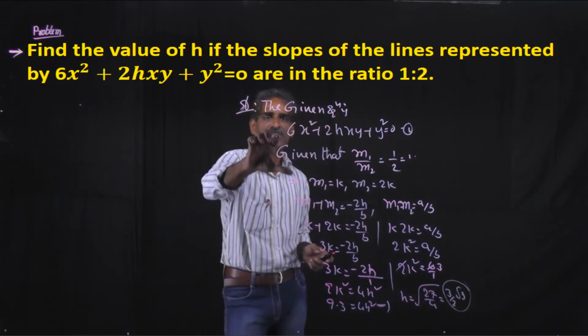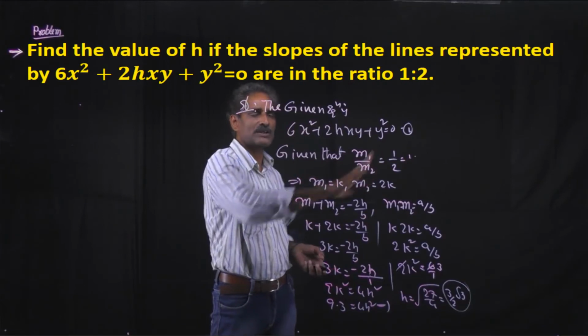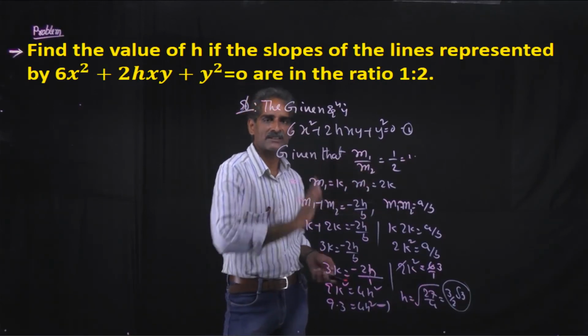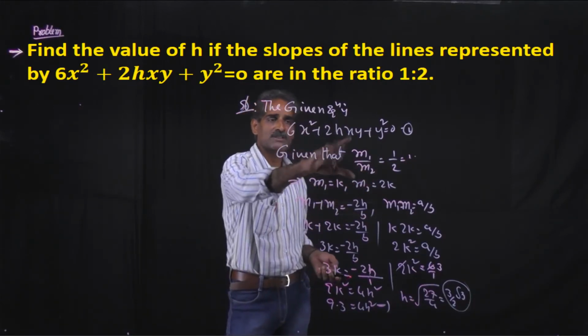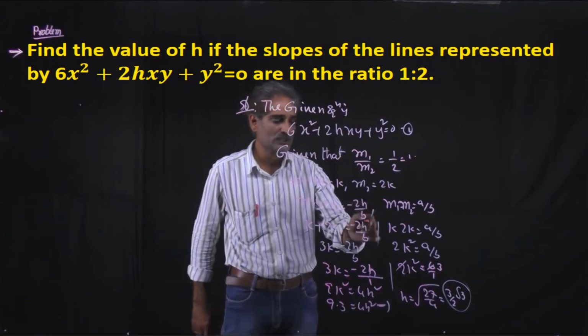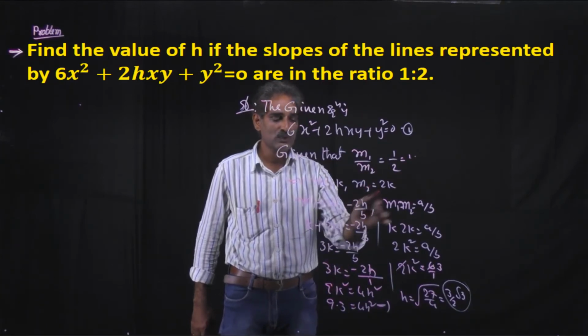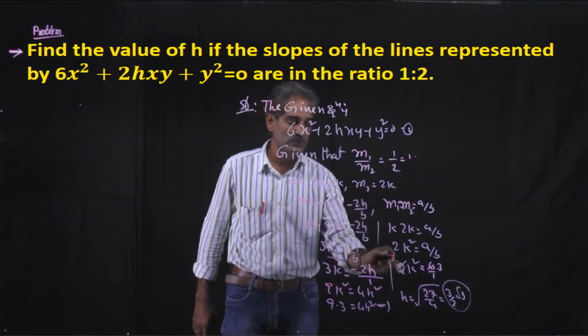Understand? This is the given equation. The roots, the slopes, are in the ratio 1:2. From this we can write like this. The relation between slopes and these coefficients is given by these two: the sum of the roots equals minus 2h by b, and m1 m2 equals a by b. Let m1 equal k and m2 equal 2k. Just we get these two equations.